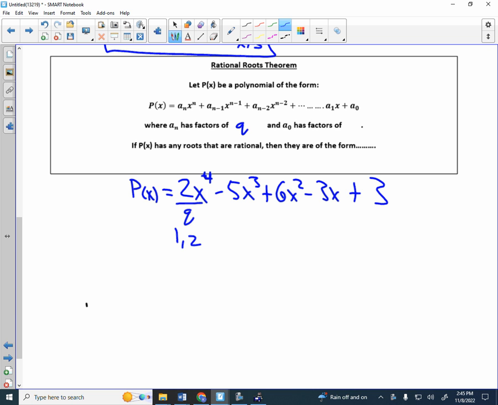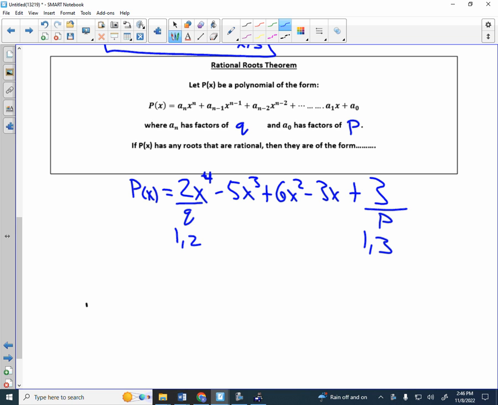And then it says a sub 0, the constant that sits at the end, has factors of what we'll call p. So p is going to be factors of that last number. What are factors of 3? 1 and 3. Then it just so happens that out of all the numbers between negative infinity and positive infinity that are rational, we can isolate the ones that could actually be solutions. It's these divided by these.